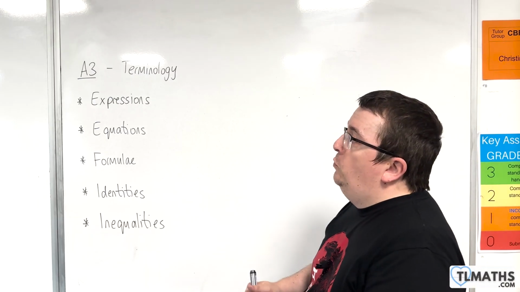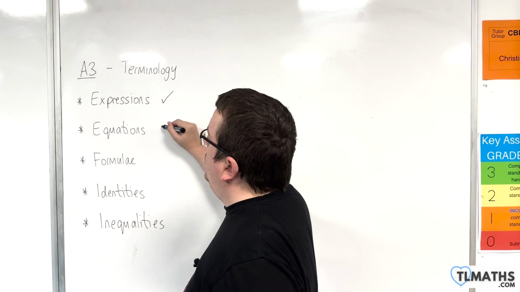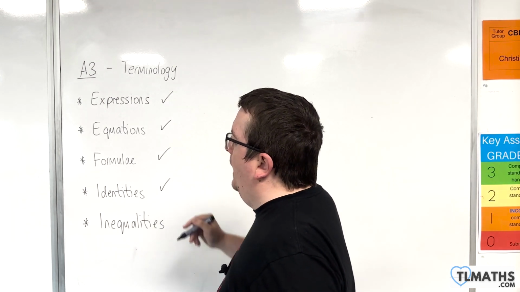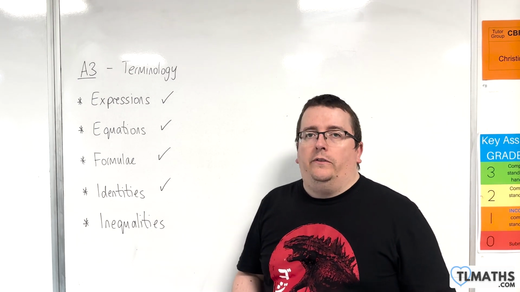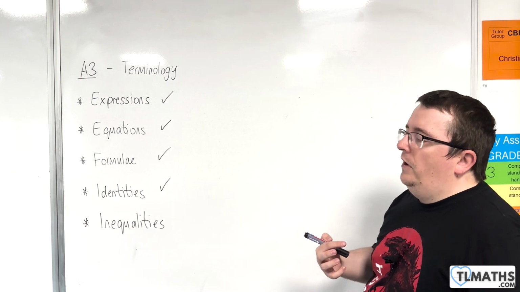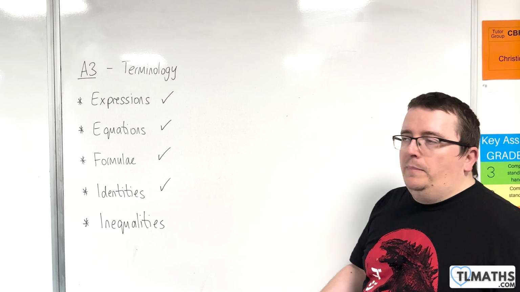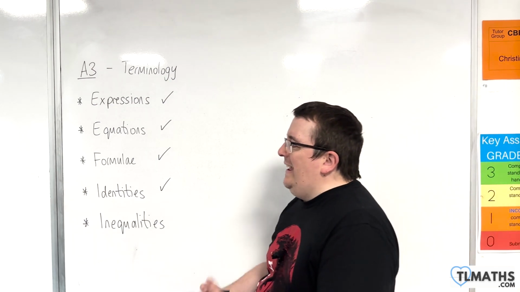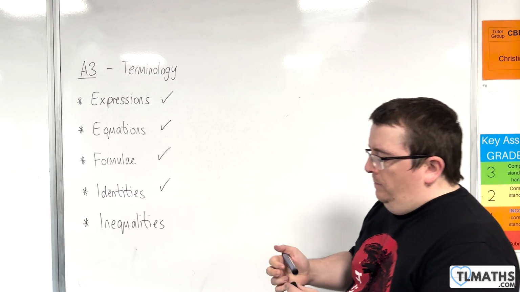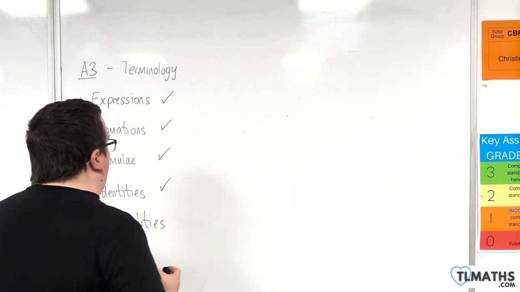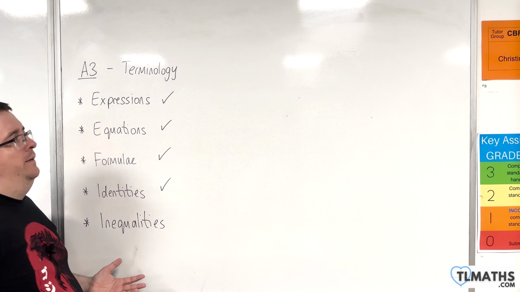Now, we've defined what we mean by an expression, an equation, a formula, and an identity. But what about inequalities? Well, inequalities are usually quite easy to spot because there's no way of really getting them mixed up with any of these four. Because essentially an inequality has to have an inequality symbol in it.